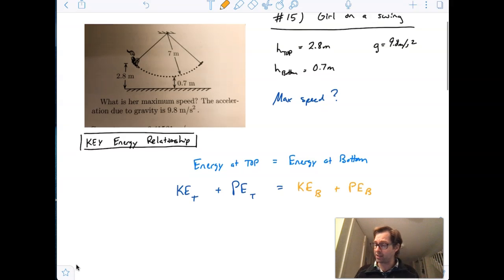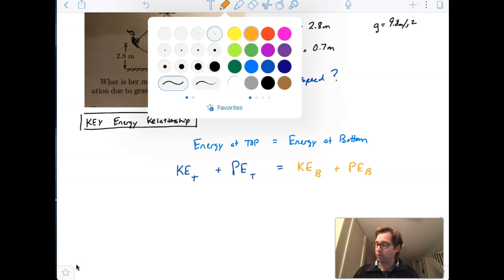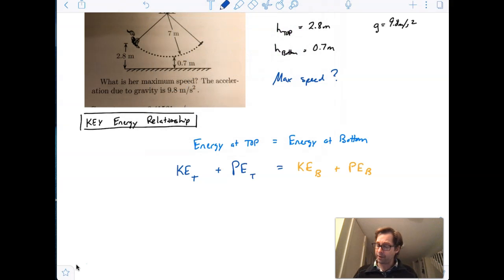All right, so let's think this through. In our energy relationships, we know right away that at the top of the arc, they're temporarily at rest, so the velocity would be 0 here. Therefore, there's no kinetic energy, so that term drops out, it goes to 0 at the very top.